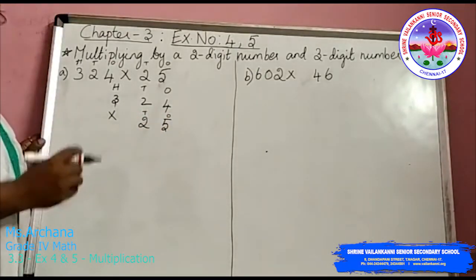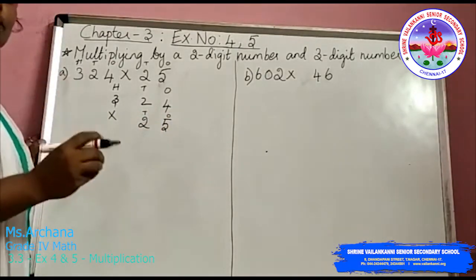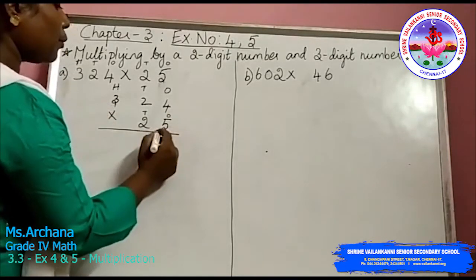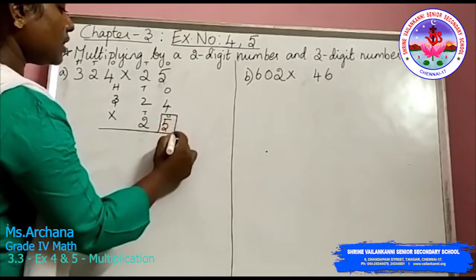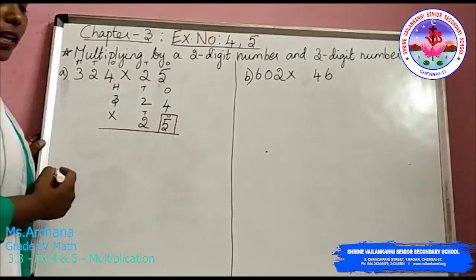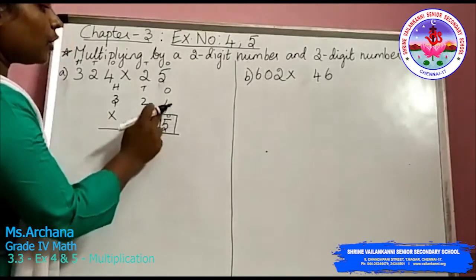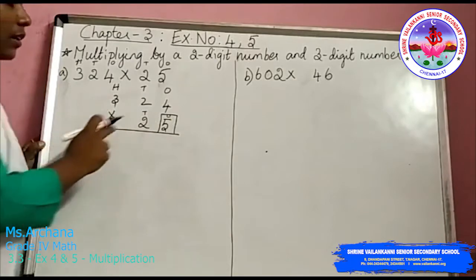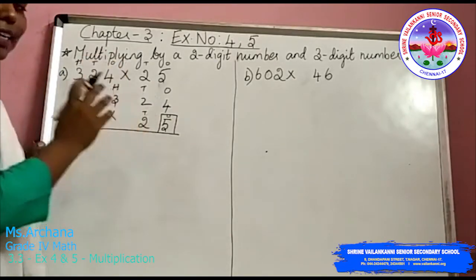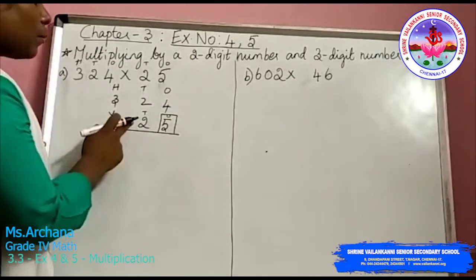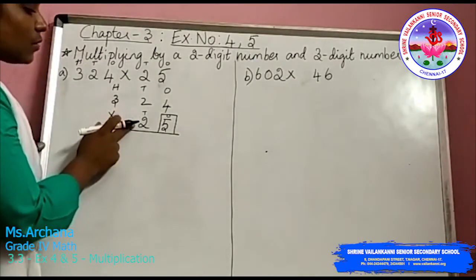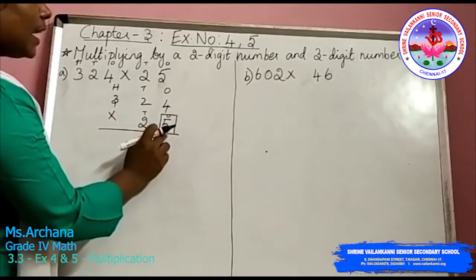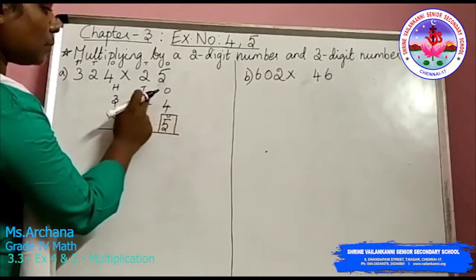Always when you do multiplication, first you have to complete the ones place value. So here I am going to take this 5 first, which is there in the ones place. With this 5, I am going to complete all the multiplication in the first row. 4, 2, 3, I am going to multiply with 5. And then only I am going to move on to the tens place, which is the 2. So first I am taking 5 and I am going to do multiplication from the ones place value.